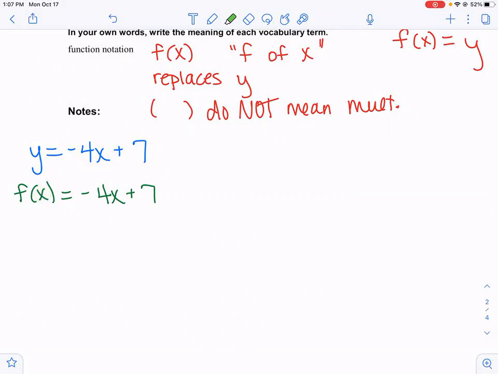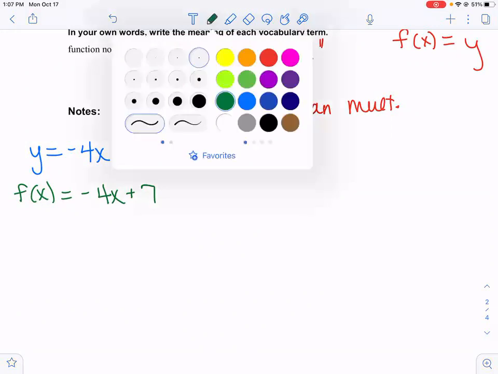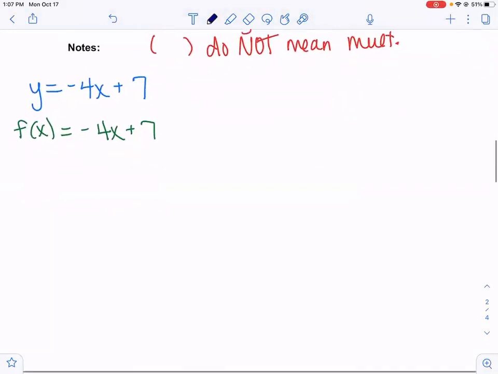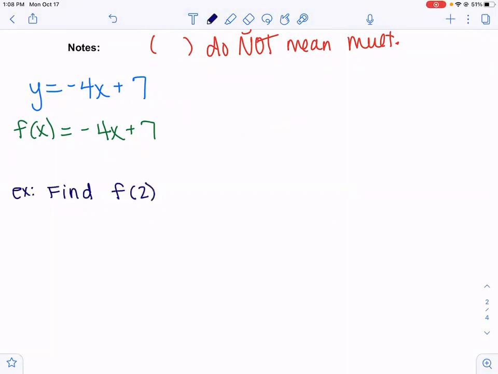Now, in our warm up, I asked you to plug in 2. You remember that? Okay. So when I want you to plug in 2, then I'm going to do this. Find f of 2. Okay. Really, that just means find output x equals 2.